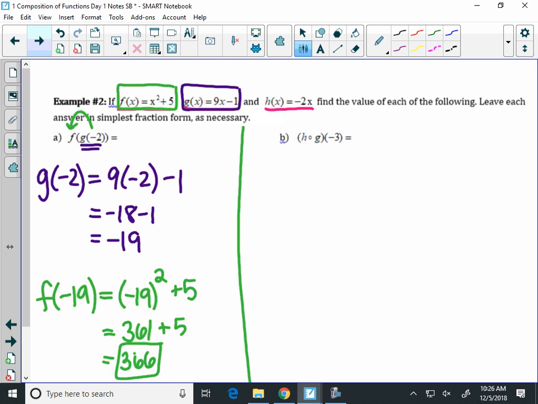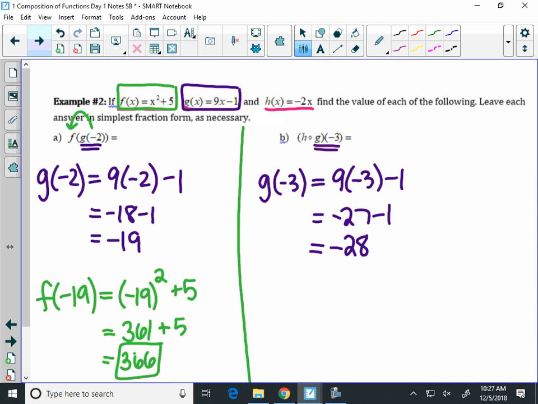All right, let's look at b here. In b, I have h of g of negative 3. Just like the last problem, I'm going to start with g of negative 3. I do the stuff on the right first. So that negative 3 is going to go into our purple function of g, 9 times negative 3 minus 1. Well, 9 times negative 3 is negative 27, minus 1 is negative 28. So that's the first part of my problem.